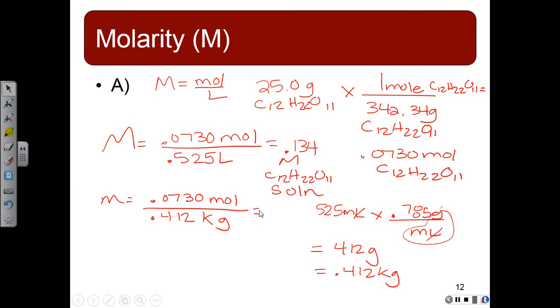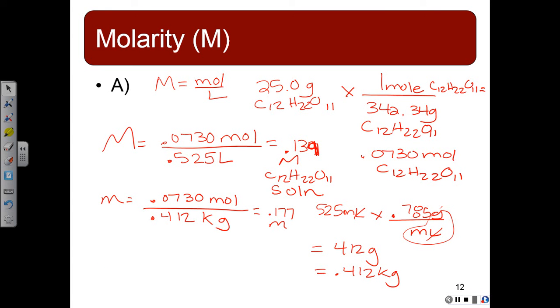So we should get about 0.177 molality sucrose solution. And I meant to check that first one. Hang on one second. Yeah, that should be a 9 right there. It's 0.139. Okay, any questions on this? How many of you got these two? Anybody? Awesome.